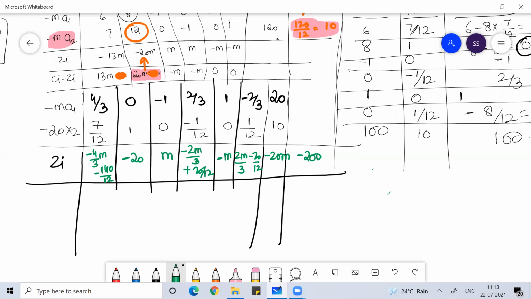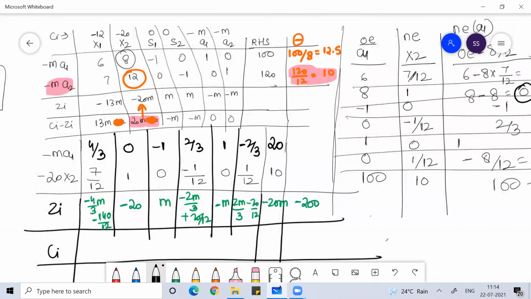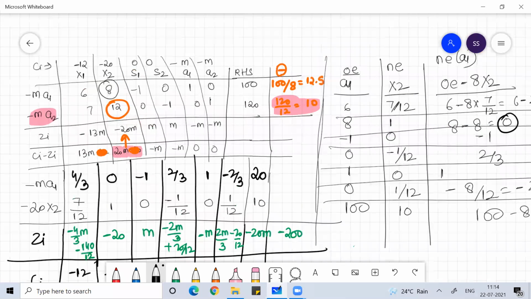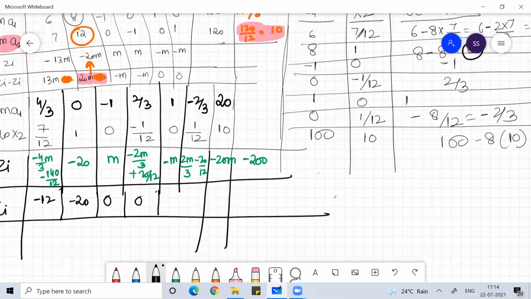Now you can find Ci minus Zi. Before I find Ci minus Zi, let me write down the Ci values. Ci values are minus 12, 20, minus 12, 20, minus 20, then 0, 0, 0, 0, then minus m, minus m.